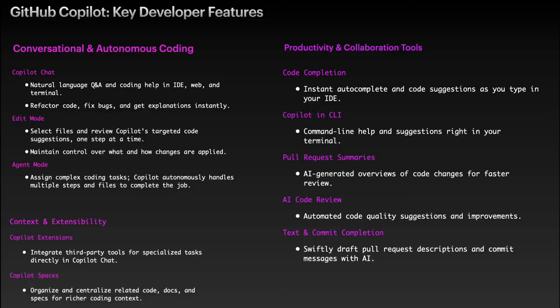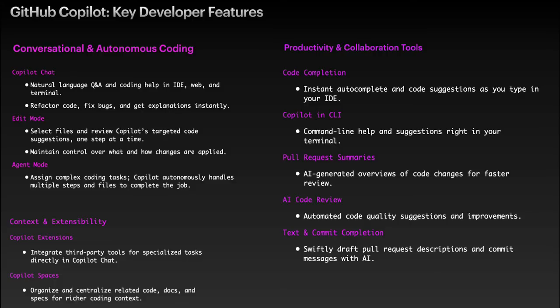Next we will see productivity and collaboration tools. Code completion instantly autocompletes code suggestions as you type in your IDE. Copilot in CLI is a command line helper. It can explain what a command is used for, let's say npm install or npx playwright test, what is the use of that, and how to use it. So you can get help and suggestions within your terminal.